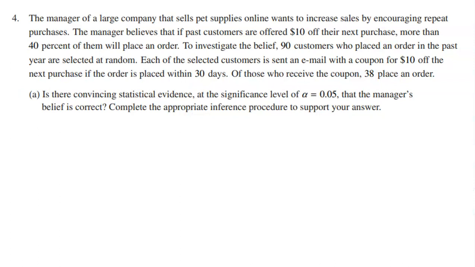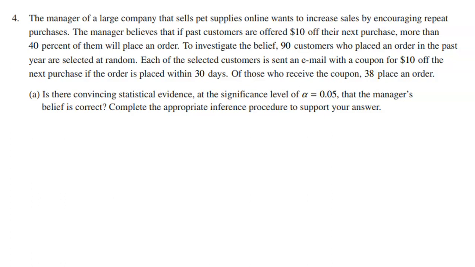The manager of a large company that sells pet supplies online wants to increase sales by encouraging repeat purchases. The manager believes that if past customers are offered $10 off their next purchase, more than 40% of them will place an order. So if he gives older customers a coupon, essentially, to have some money off the next purchase, he believes that 40% of those customers will place an order, getting repeat business.